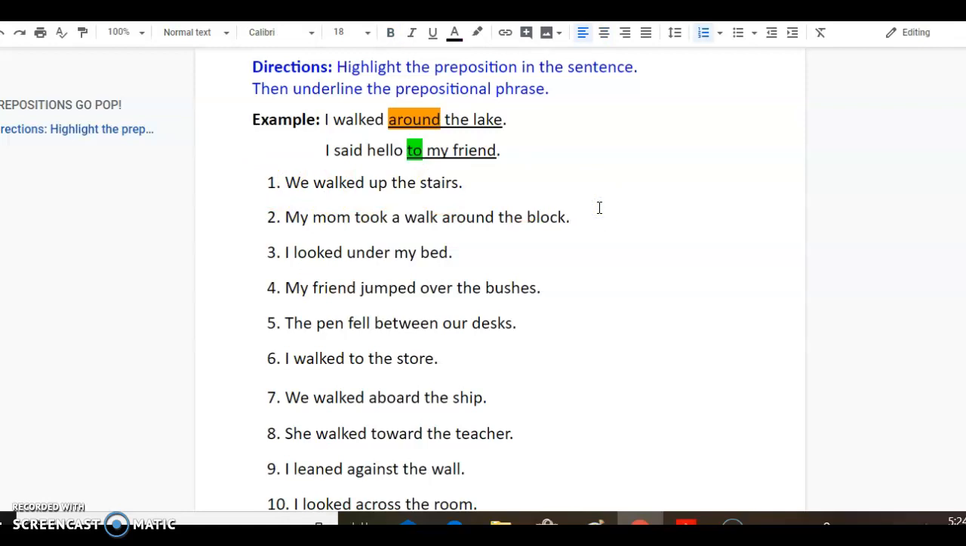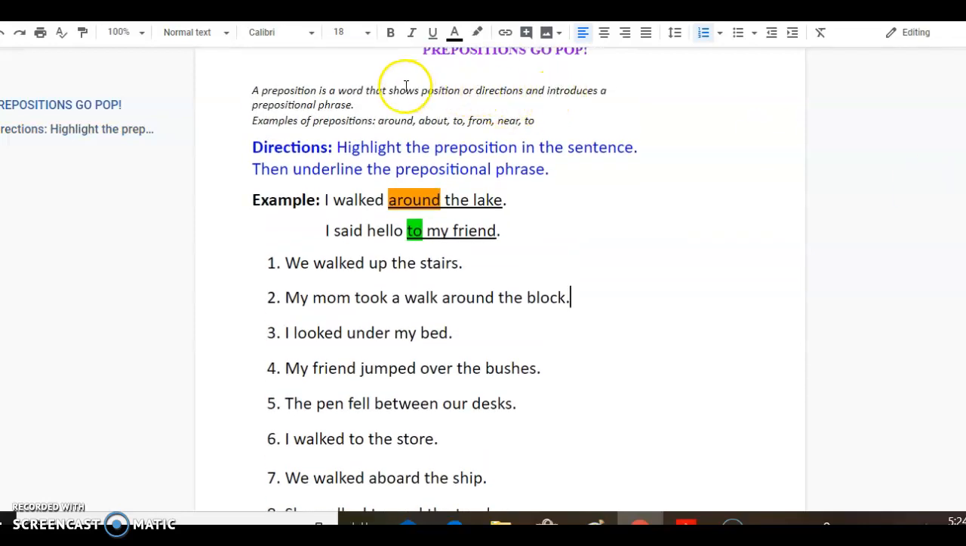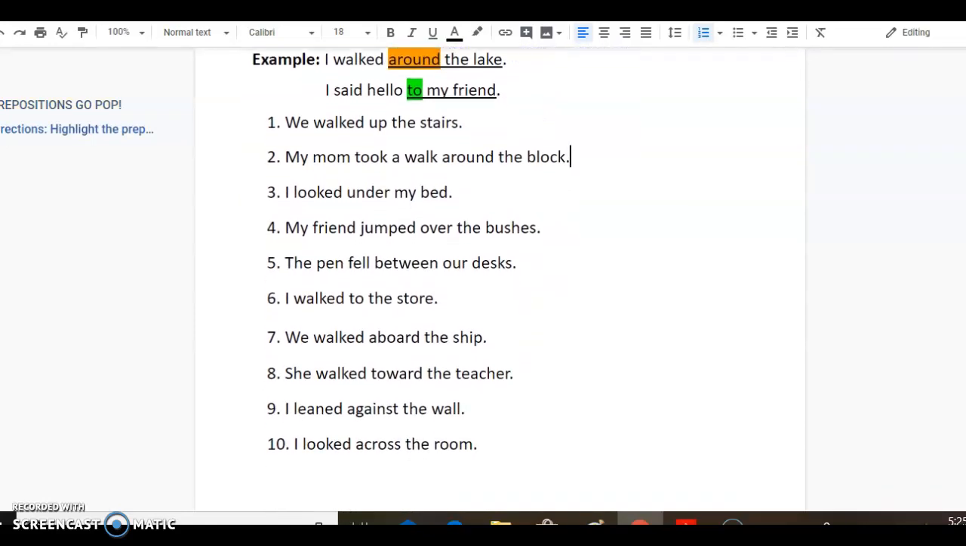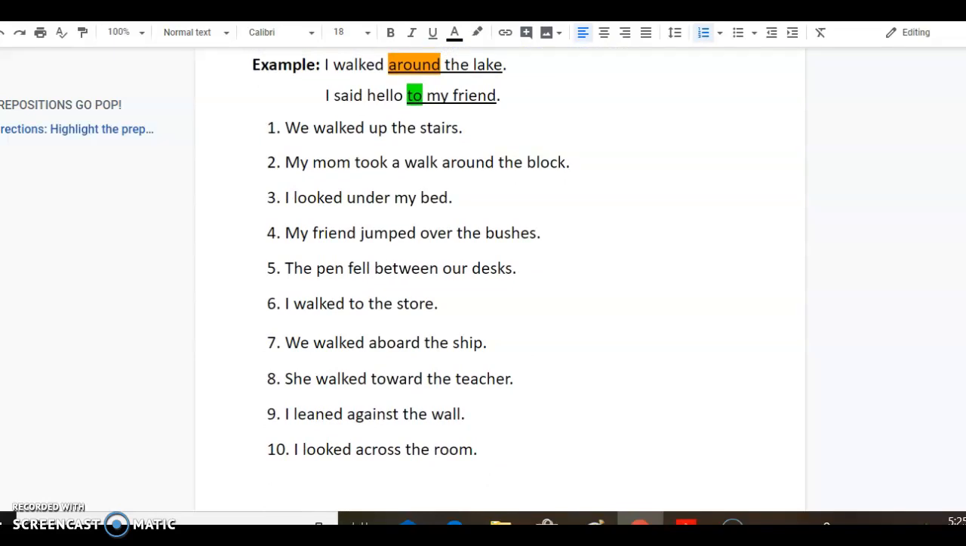All right, so number 1, we walked up the stairs. Highlight the preposition and then underline the prepositional phrase. My mom took a walk around the block. Number 2, I looked under my bed. Remember, prepositions show direction or position. So think of that activity we did. I think it was with Miss White, where we put our hands near each other and around each other and behind. Those are those prepositions. Think of that activity.